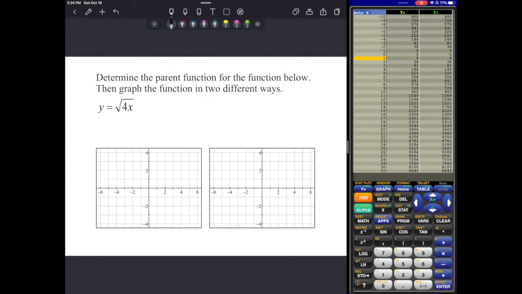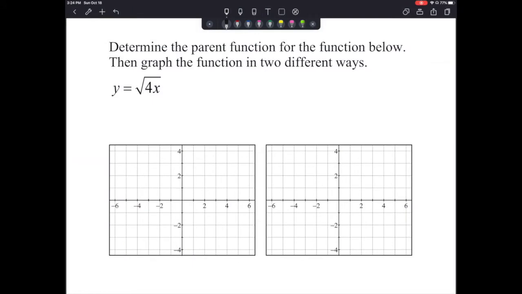All right, let's look at another one. It says determine the parent function for the function below, then graph the function in two different ways. y equals the square root of 4x. Well, we know our parent is going to be y equals the square root of x. And when we do y equals the square root of x and we make a table, we usually use 0, 1, 4, 9, and we'll even throw 16 on there. Those are all perfect squares, so we end up with 0, 1, 2, 3, and 4 as our outputs.